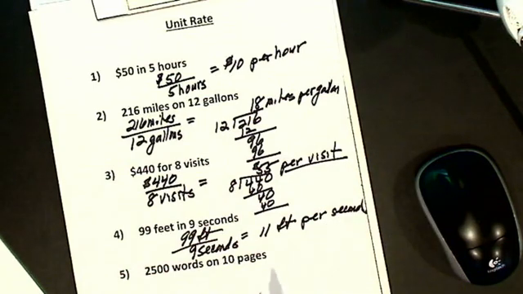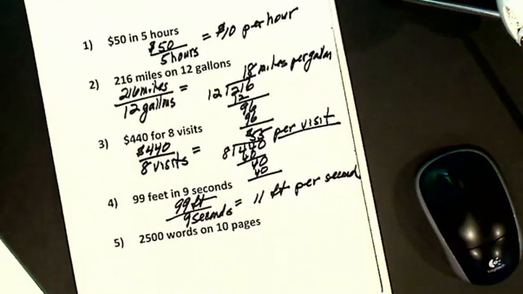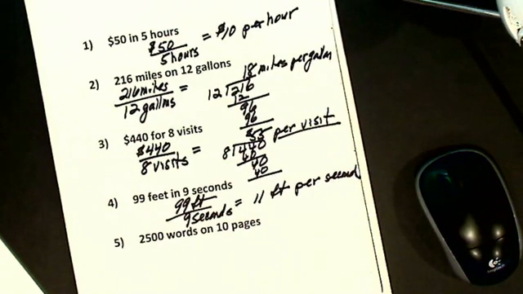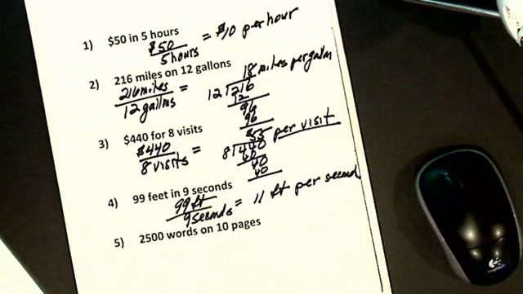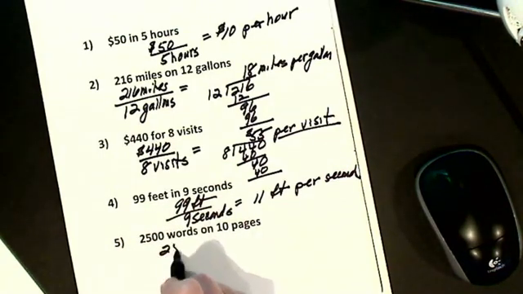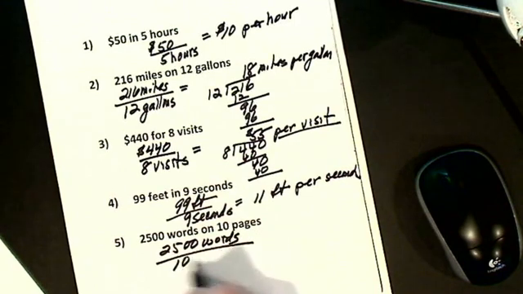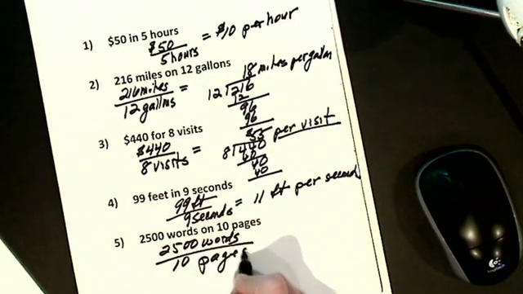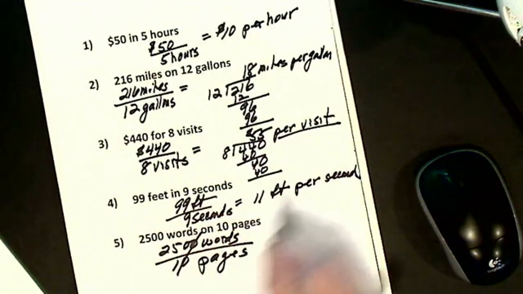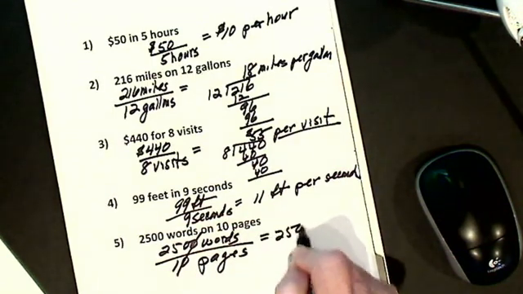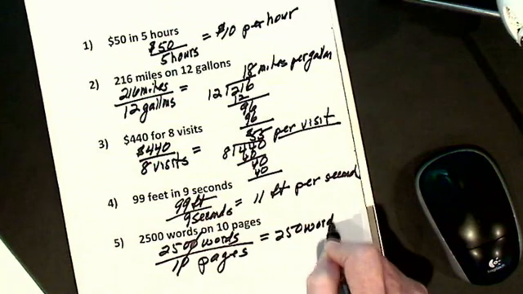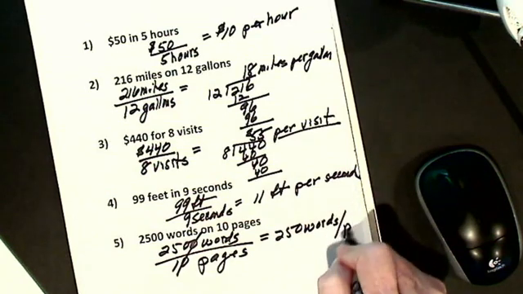Last one. If I have 2,500 words on 10 pages, I want to know approximately how many words are on one page. So I have 2,500 words on 10 pages. Knock off my zeros. This was pretty quick. So I get 250 words per page.